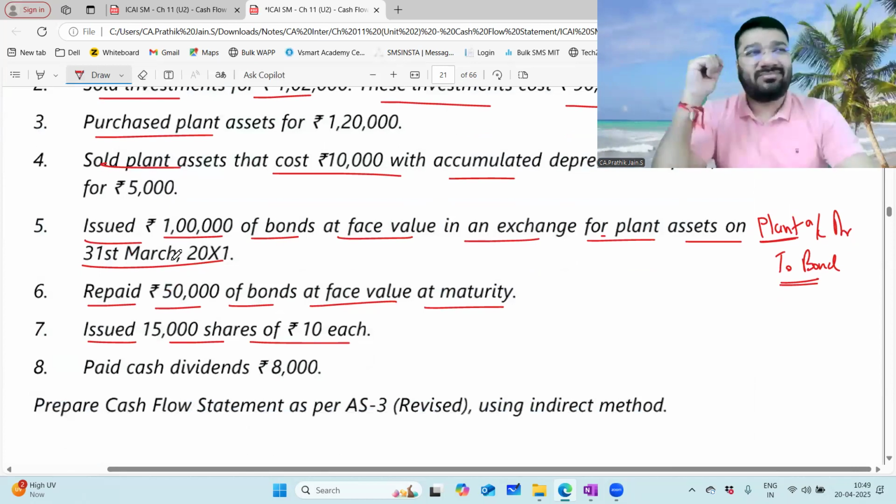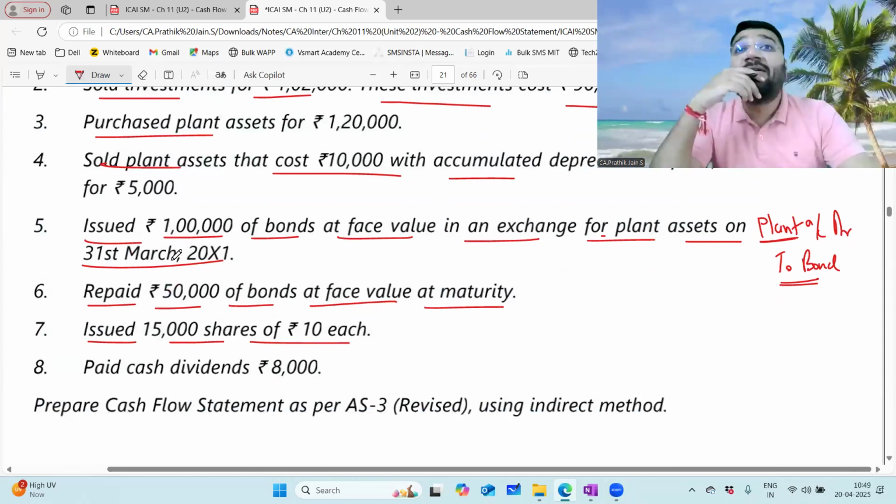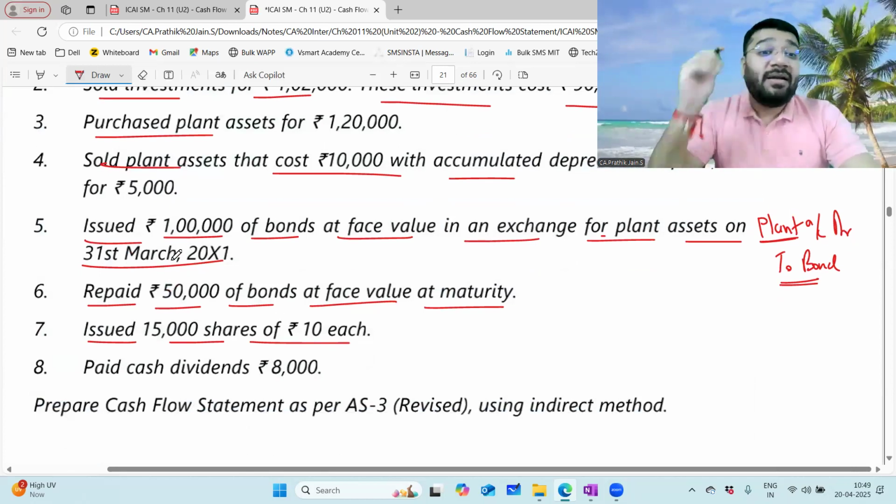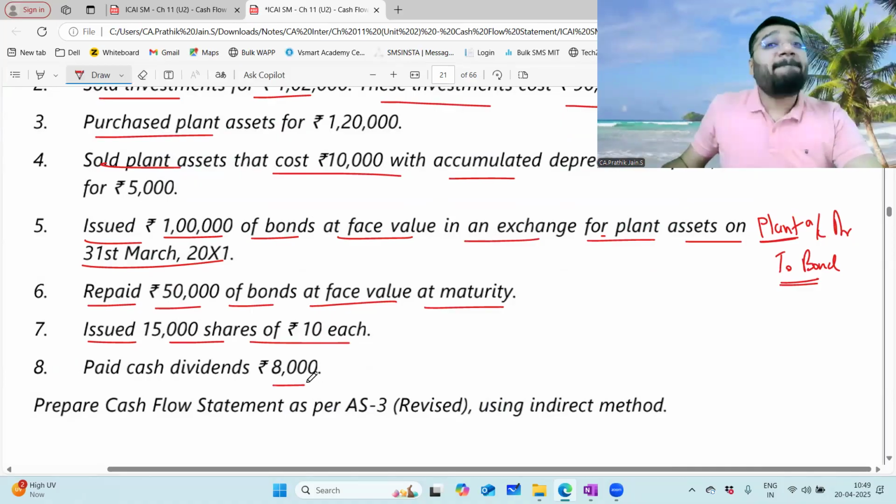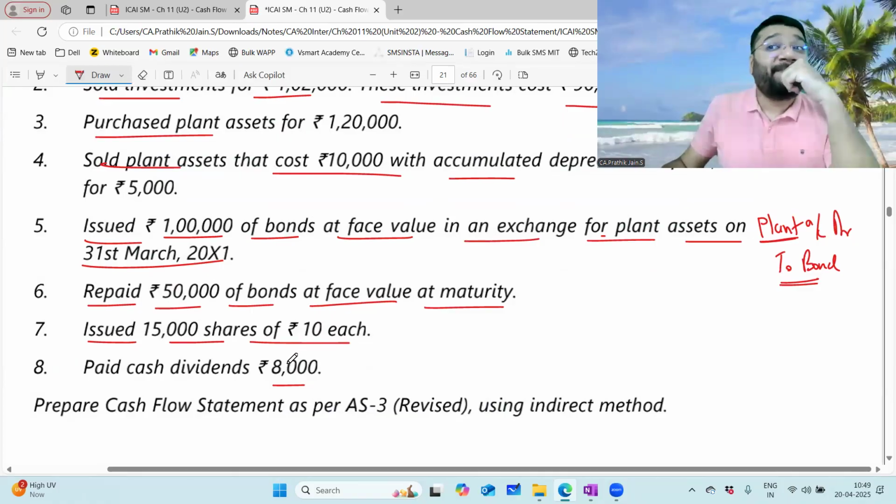Financing activity. Paid cash dividend. The dividend paid in the current year will be of the previous year. So this will impact which all places? Segment 1 and financing activity.